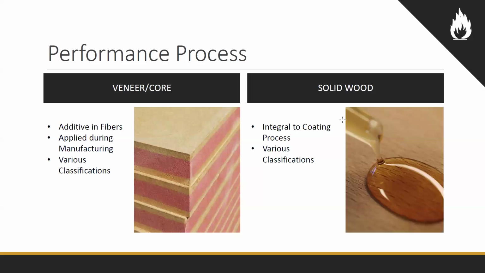When we talk about achieving Class A, the way we achieve it is different depending on if it's a veneer product or a solid wood product. With a veneer product, the fire performance is achieved through the core, which you're going to see here, this MDF, this red color in the core. So that is through the core, the inside of the system. With solid wood, conversely, the Class A is achieved through the coating process. So again, everything we do is Class A, but there's different ways we achieve it depending on the system.